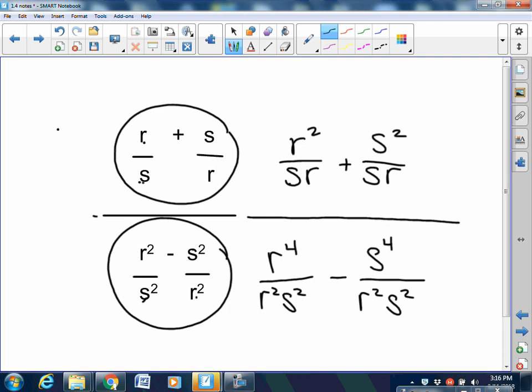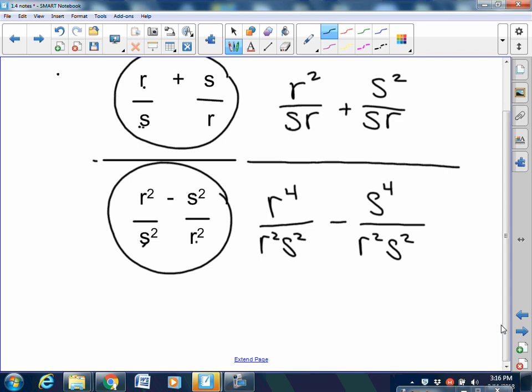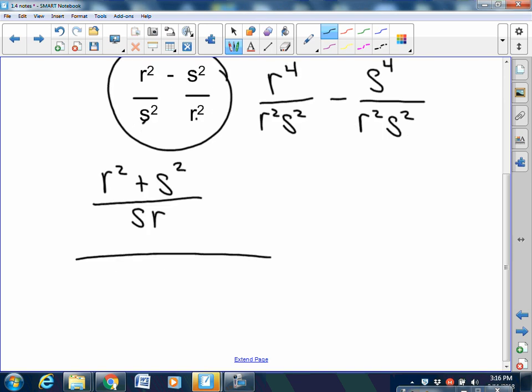So the first thing you do is find common denominators in the numerator and find common denominators in the denominator. And now comes our last step. You're going to rewrite these together with what? One common denominator. So how would you rewrite that? R squared plus s squared all over what? SR, divided by r to the fourth minus s to the fourth all over what? R squared, s squared.